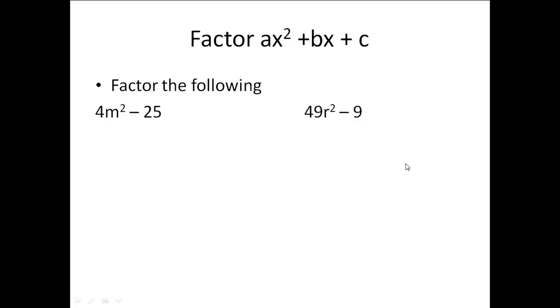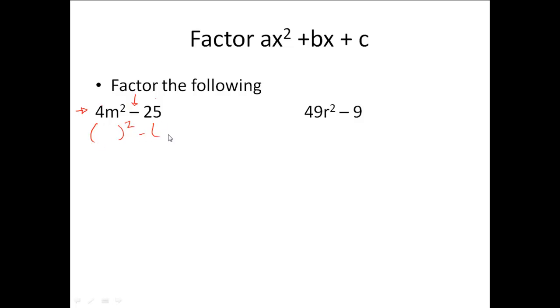Okay, see what you think about these two. So kind of look at them, and hopefully you're noticing that this only has two terms. 4 is perfect, 25 is perfect. So it's probably going to be that shortcut. We have the minus sign, so we can be pretty sure it is that shortcut.